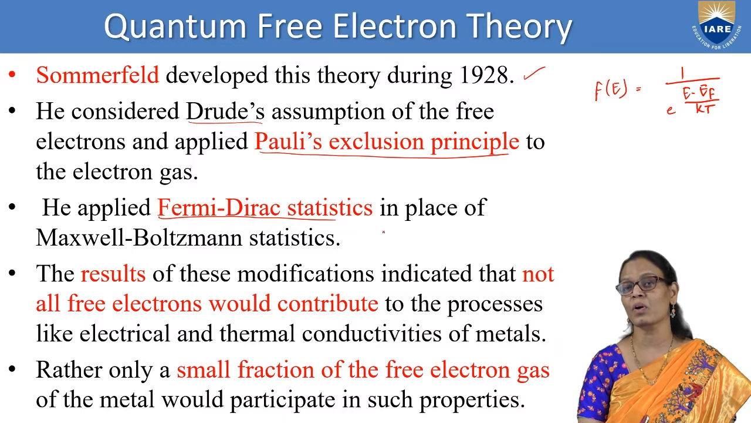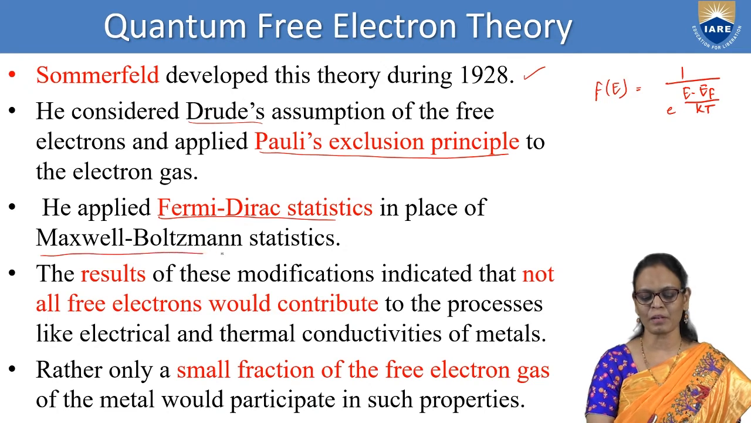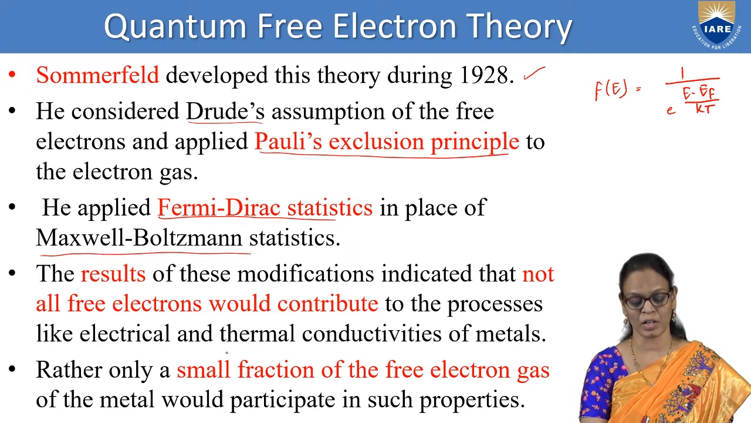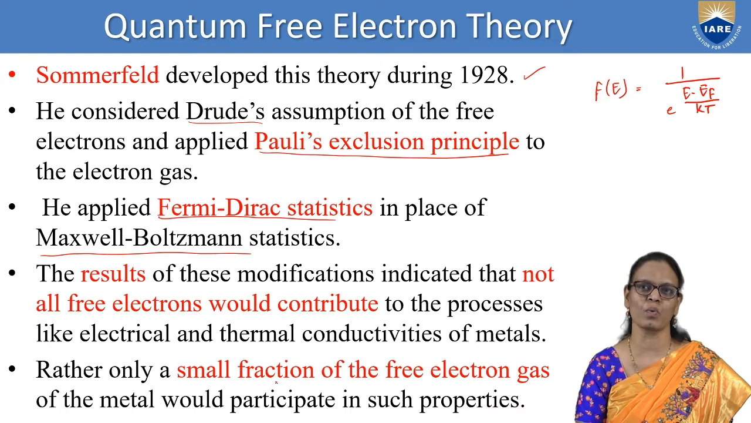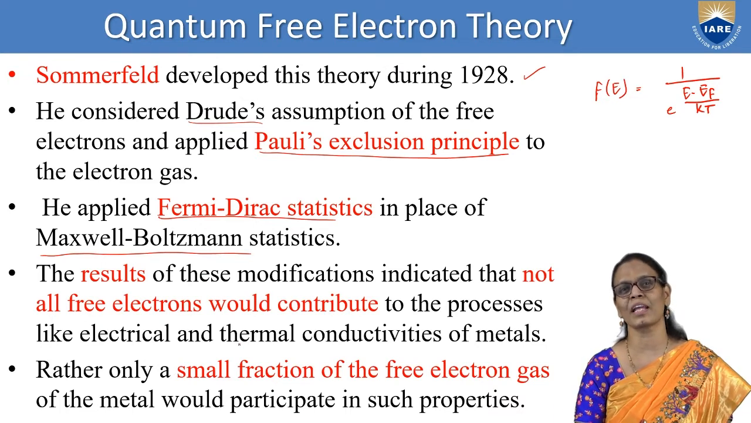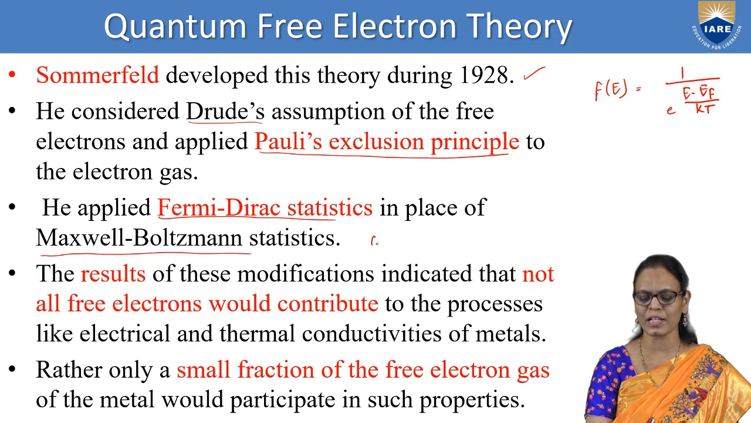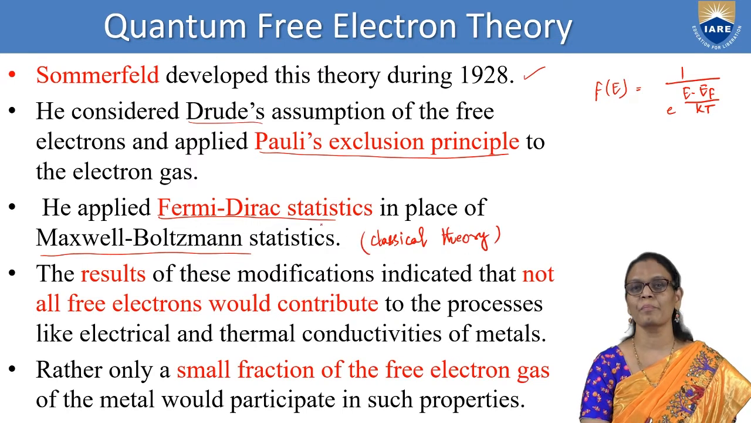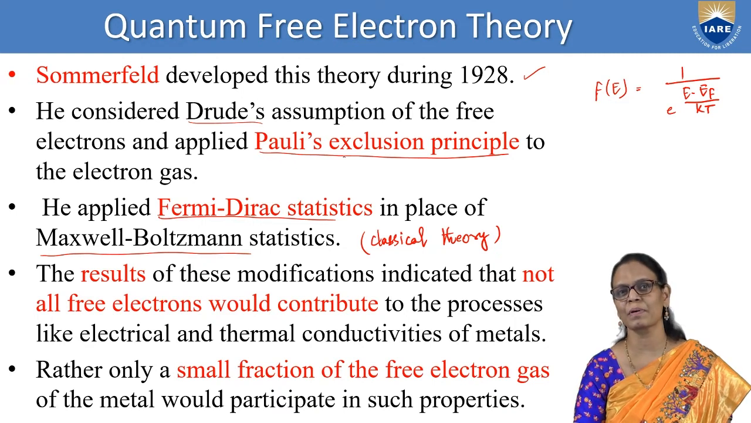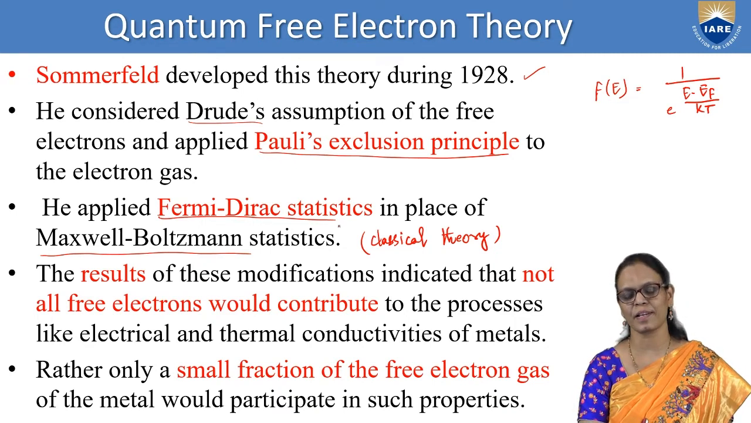So he started talking about the half-integral spin of these electrons, which was not there in Maxwell-Boltzmann statistics. In Maxwell-Boltzmann statistics, he considered that there is no restriction for the electrons; they can be in any quantum state. That was the assumption taken by Maxwell-Boltzmann, and it was used in classical theory. So they made use of Pauli's exclusion principle, and they applied the Fermi-Dirac statistics instead of Boltzmann statistics.